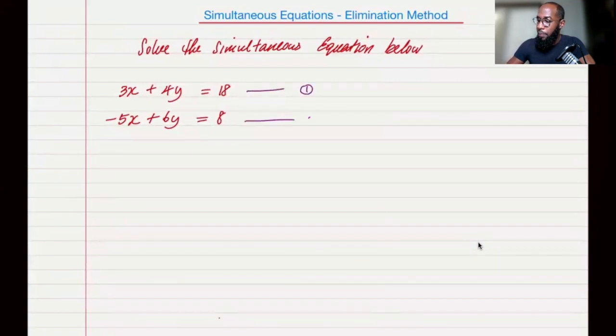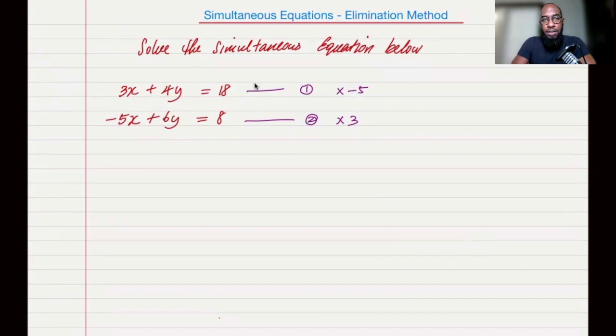Equation 1, equation 2. Whatever number is in front of here, I'm going to multiply equation 1 by it. Whatever number is in front of here, I'm going to multiply equation 2 by it. I'll tell you why in a sec. For this equation here, the coefficient of x is 3, so I multiply equation 2 by it. For this equation here, the coefficient of x, or the number in front of x, is -5, so I multiply equation 1 by it. So let's deal with that.